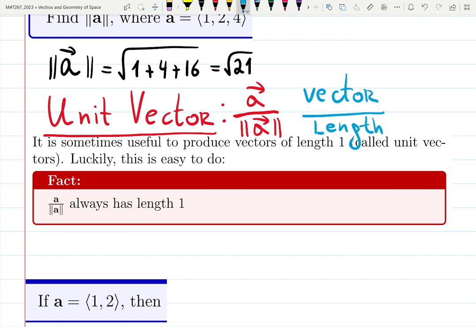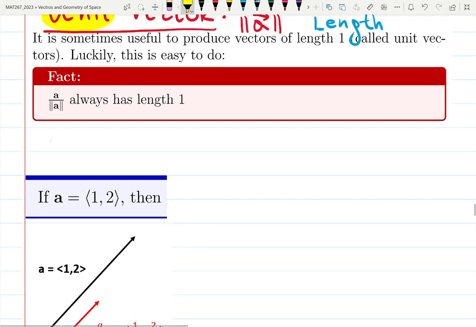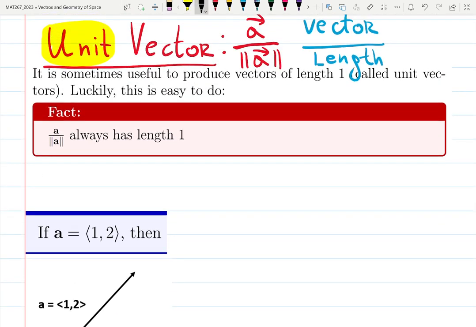So it's called unit for a reason. Unit of some measurements means original 1. So it has length 1. That's the whole idea. Let's practice that. If A, for example, is (1, 2), then let's find the unit vector A. They will ask you, find the unit vector A.